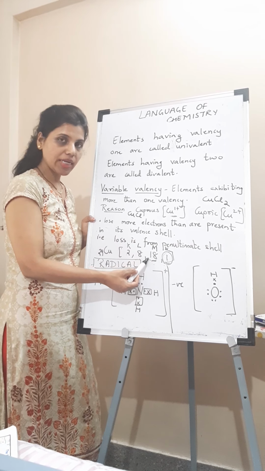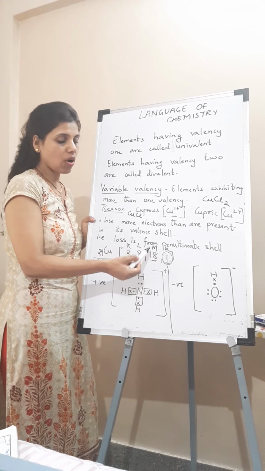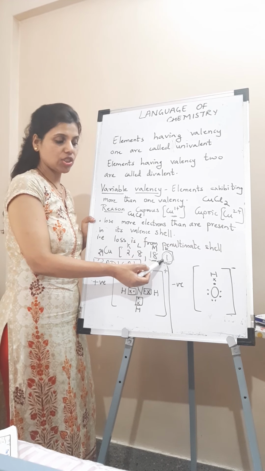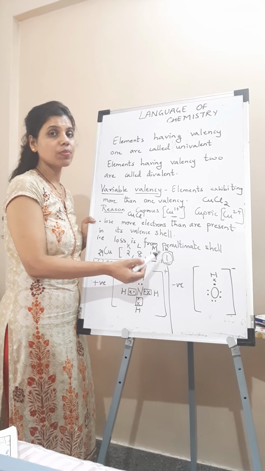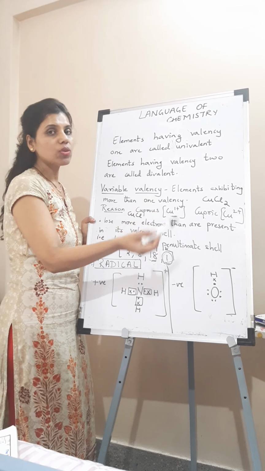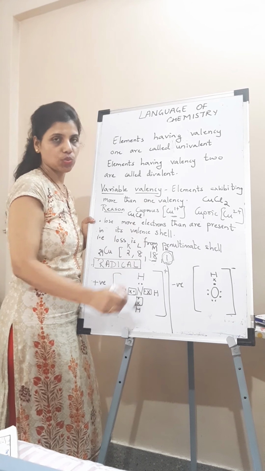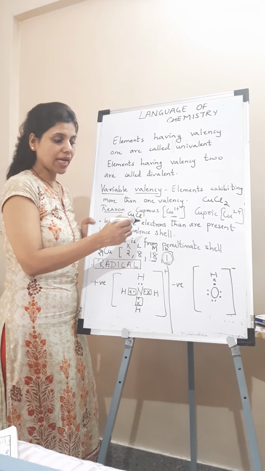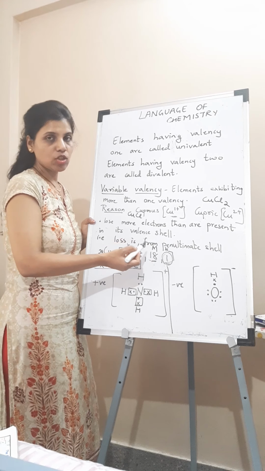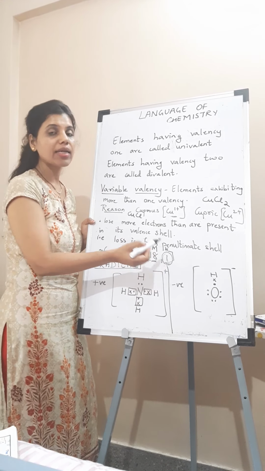So when this one electron from the penultimate shell jumps to the valence shell, then the number of electrons becomes 2, and in that case the copper will lose 2 electrons, and then it will have valency 2.